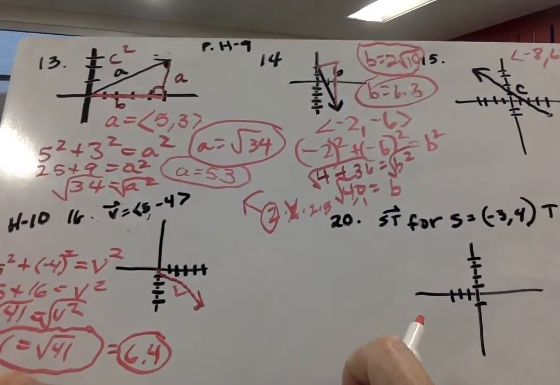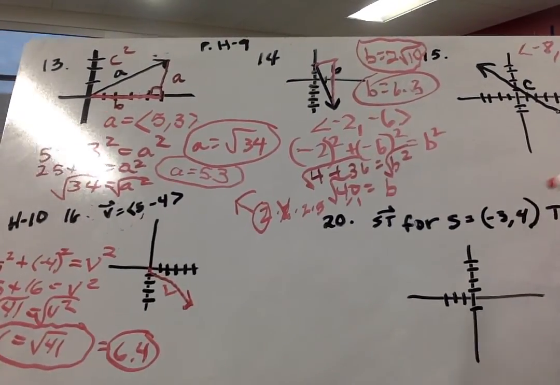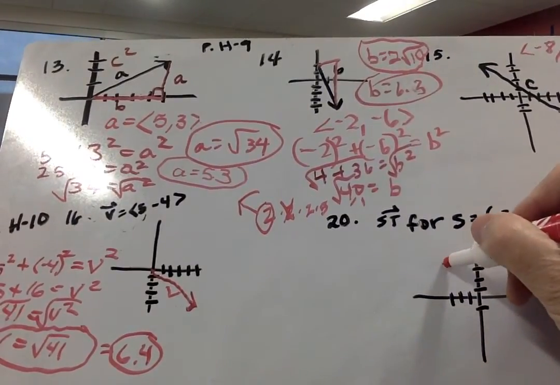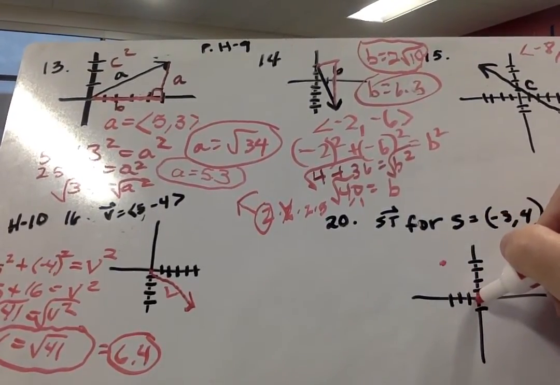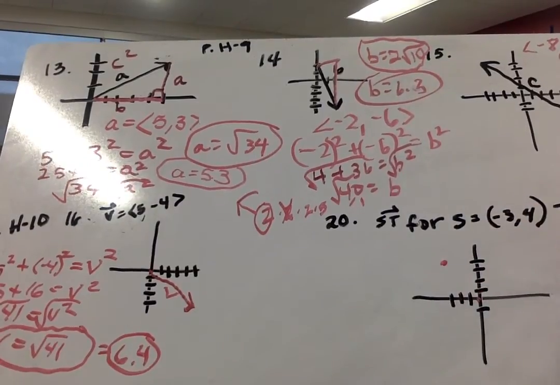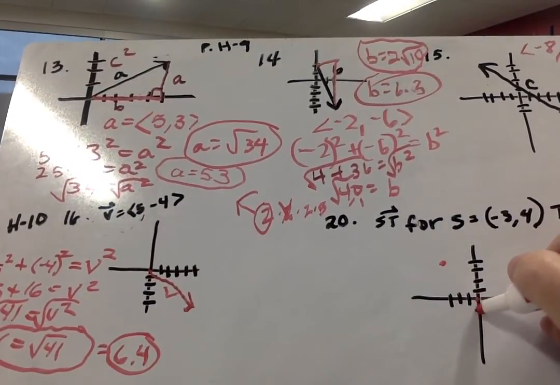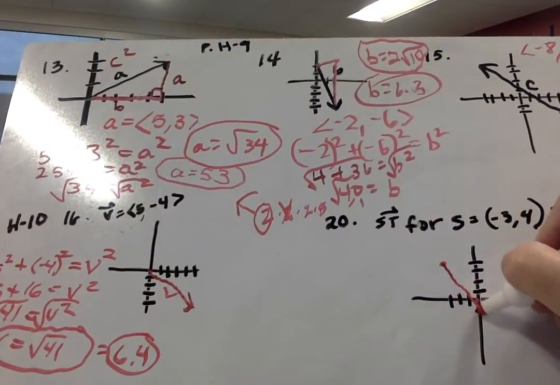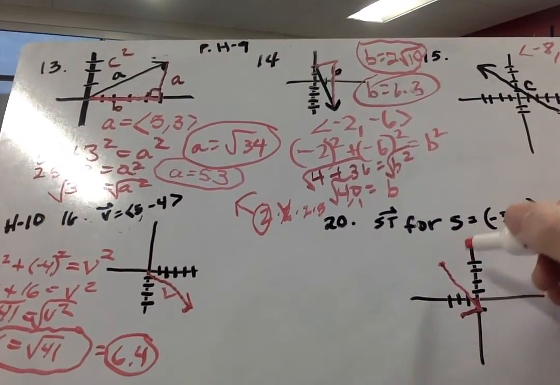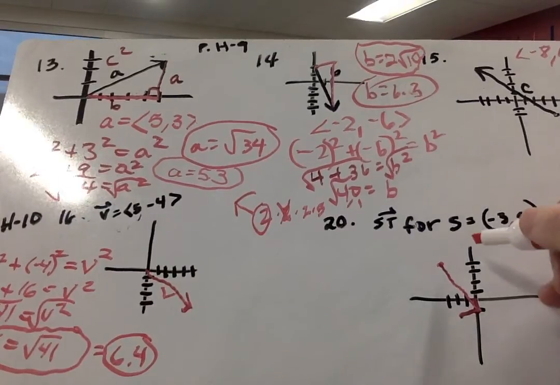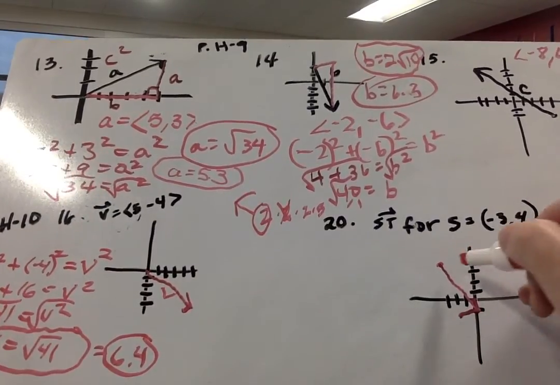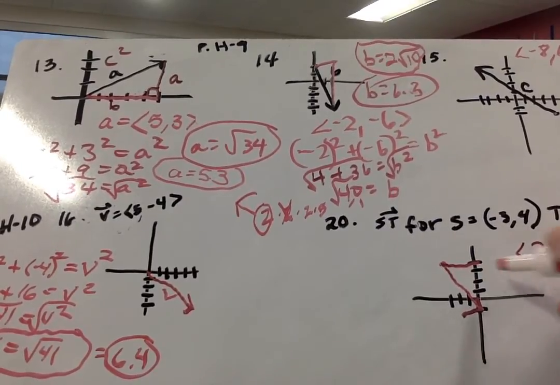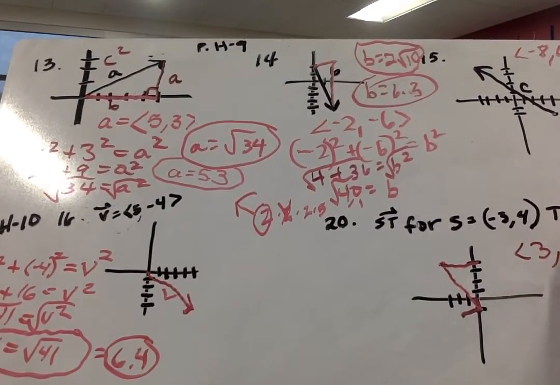Next, ST for S equals negative 3, 4. Negative 3, 4. And T is 0, negative 1. So it goes from S to T. And then I'm going to use my triangle. So I'm going over 1, 2, 3. So right 3. And down 5.